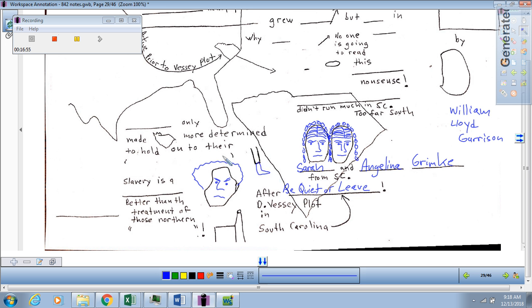Now, as a whole, the abolitionist movement only strengthened the Southern resolve against the abolition of slavery. So abolitionists only made South Carolinians more determined to hold on to what they deemed their peculiar institution.